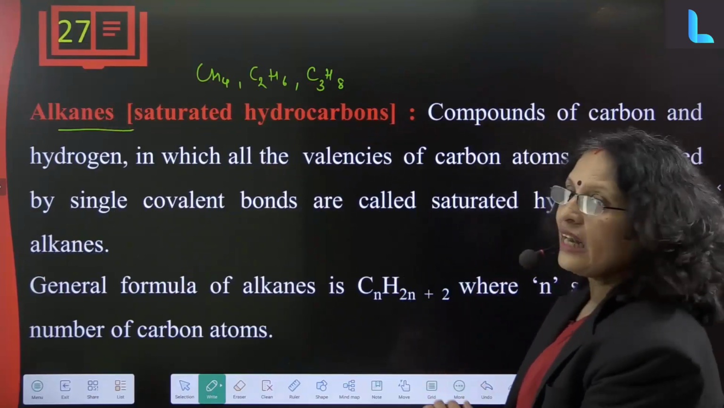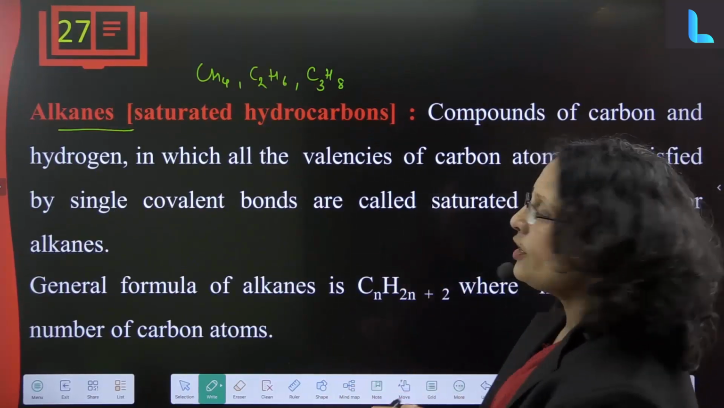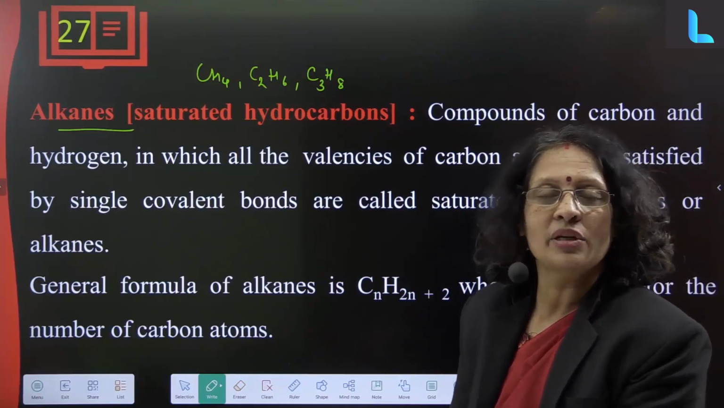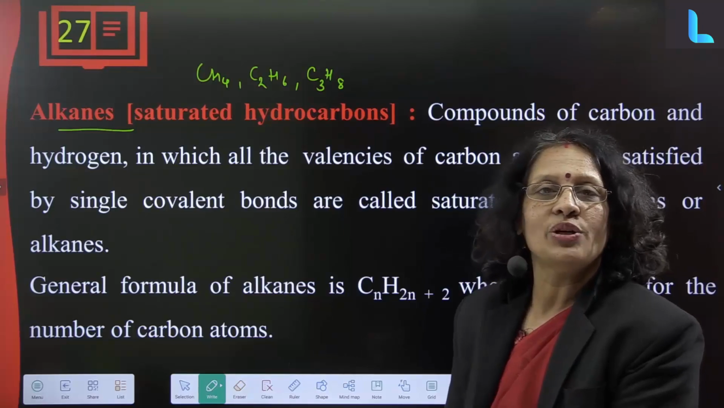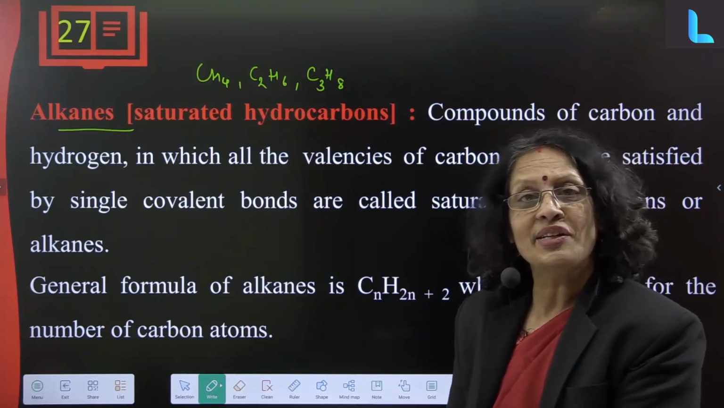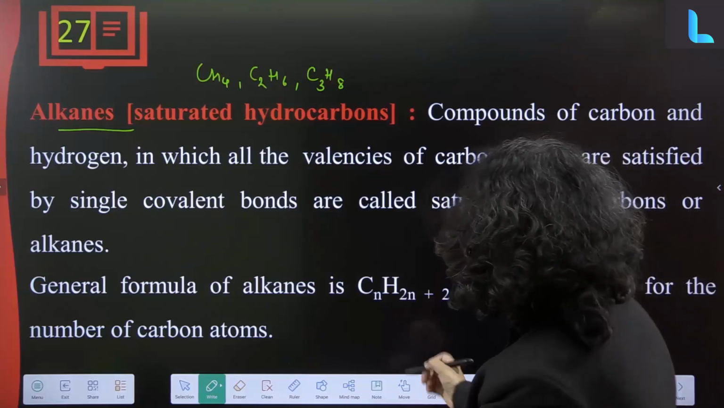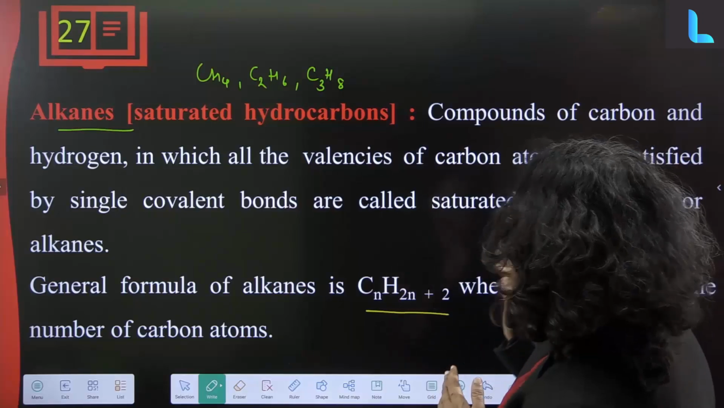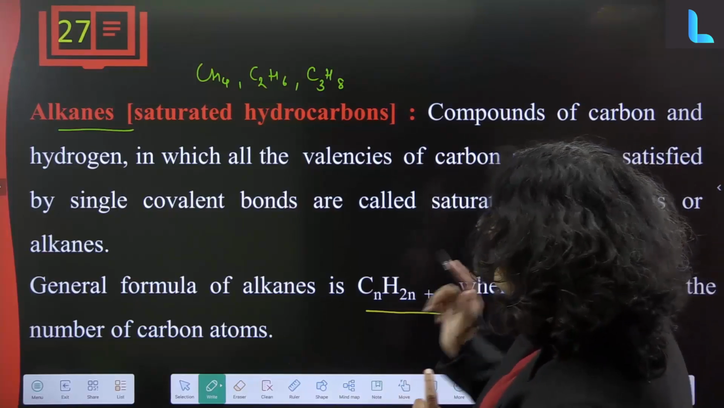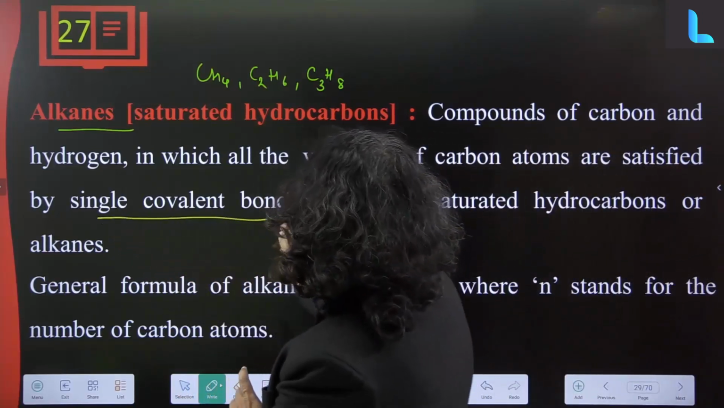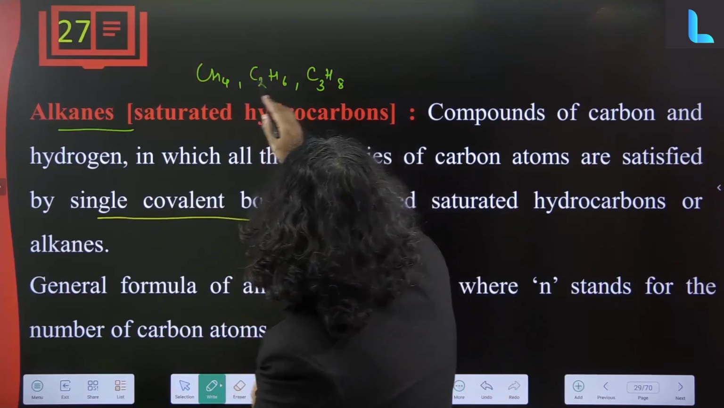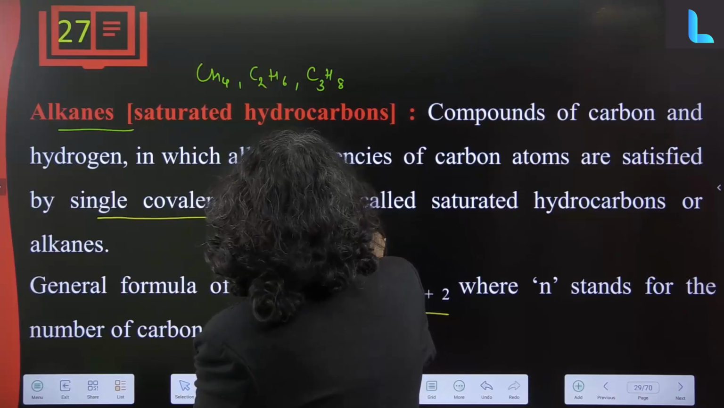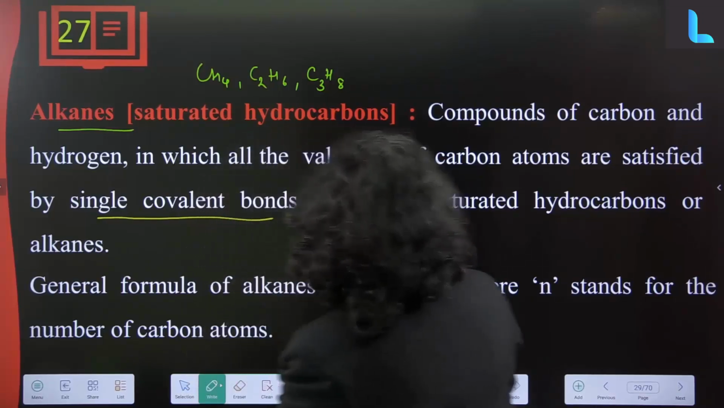Okay. Now what are alkanes? Hydrocarbons are divided into 3 classes: alkane, alkene and alkyne. Alkane has all carbon-carbon single bonds, alkene has a carbon-carbon double bond, and alkyne has a carbon-carbon triple bond. So the alkane general formula will be CnH2n+2, and these are compounds of carbon and hydrogen in which all the valencies are satisfied by single covalent bonds. The structures of methane, ethane, propane we can see here. Like this the structure will be. These are called alkanes.